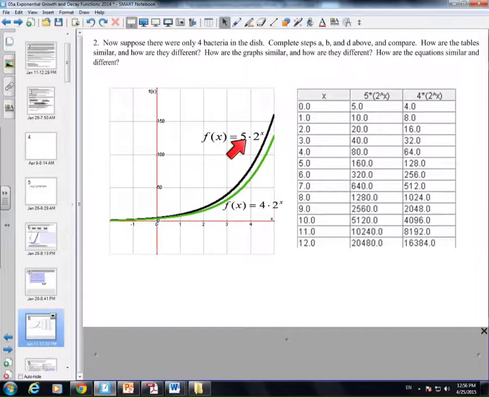So it appears as though this number here in the equation of an exponential function not only represents where we start, because those are the y-intercepts right there, but it also represents a form of a vertical stretch for y equals 2 to the x.